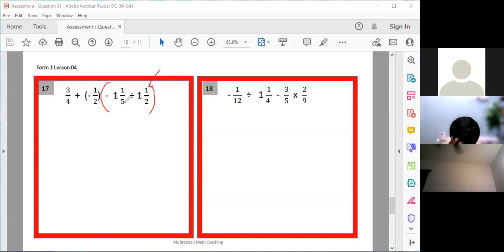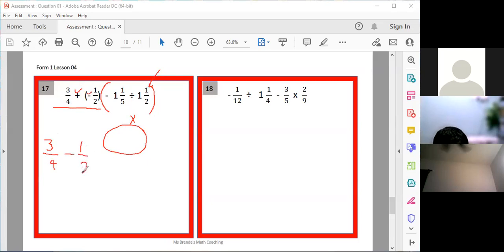Change this to improper fraction. Flip-flop. Do up times up over down times down. Whatever answer you're going to get here, these two things must still copy. All right. And how do I do this? This one will become 3 over 4. I can open bracket. Positive and negative will become negative. So it will be minus half and whatever here, minus whatever the answer you have here. Do you understand? Okay. So do try this on your own.